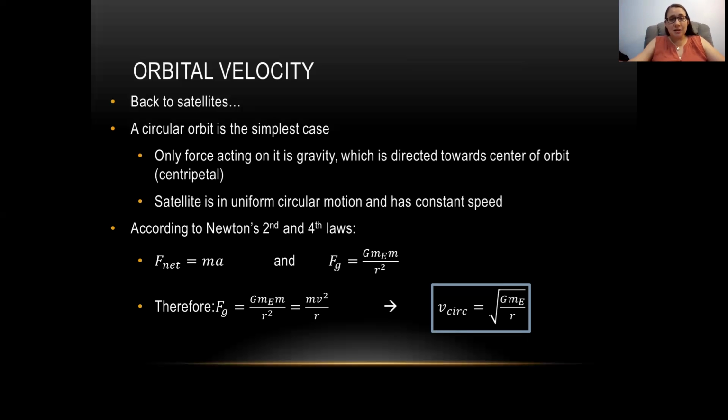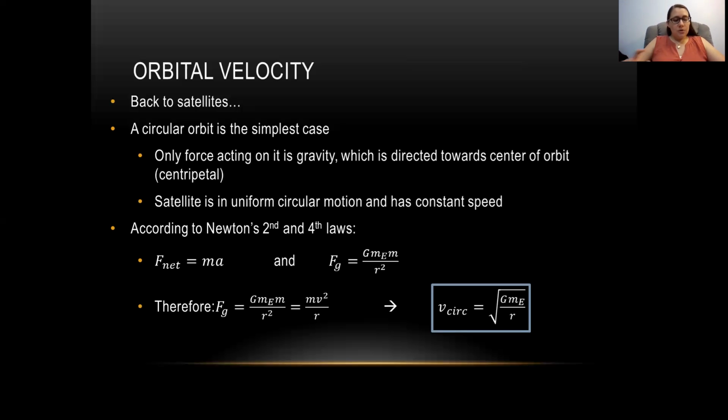But anyway, for any particular radius, there is a particular speed that it will need to move at to maintain a circular orbit. And if it doesn't maintain that speed, then it will either spiral in towards the Earth and crash, or spiral out. If it moves too slow to maintain that orbit, it will spiral in. If it's moving too fast, it will spiral out. So we need that particular speed for a given radius. But you'll notice that it does not depend on the mass of the satellite, just the mass of the Earth.